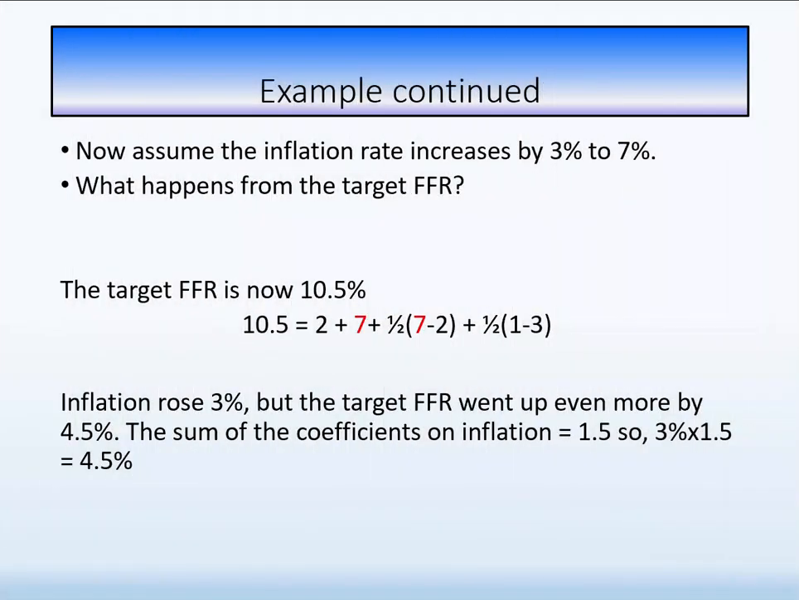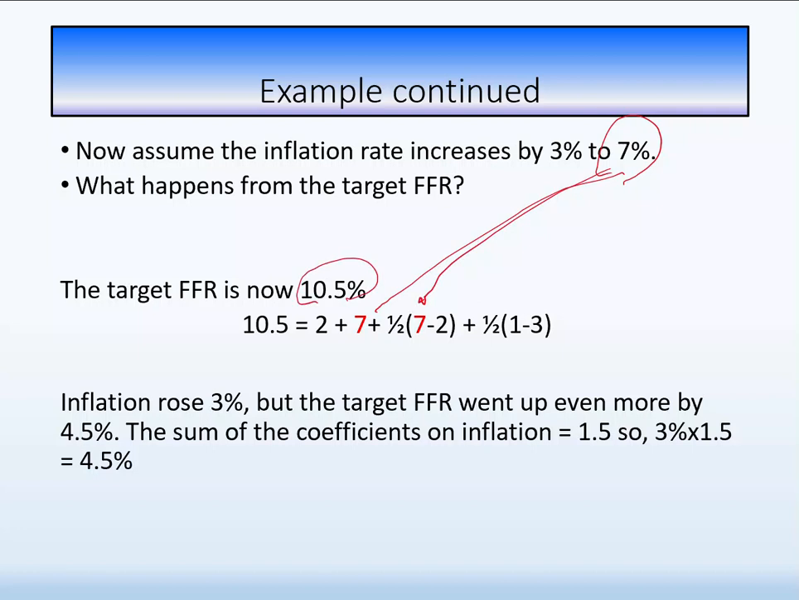Now let's assume the inflation rate increases from 3 to 7%. Let's see how this equation works, and this will lead us to the Taylor rule. So the target Fed funds rate, if we do this now at a 7% inflation rate, will be 10.5%.